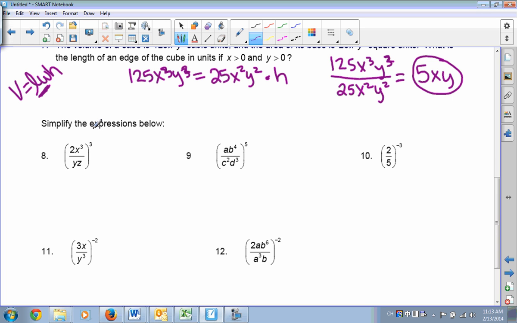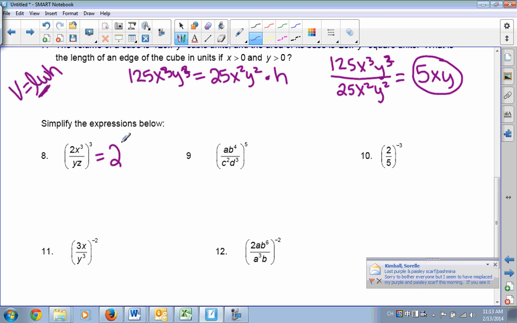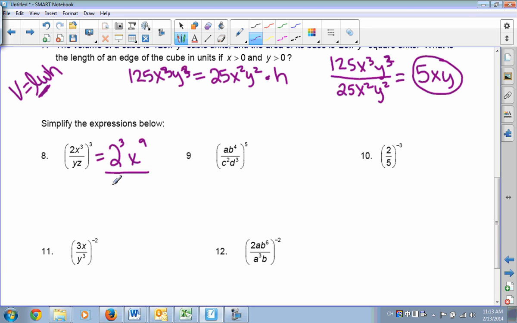Anyways, moving on. Okay, simplify the expression. So the first thing we're going to have to do is distribute these exponents. So 2 to the 3rd, x to the 9th, over y to the 3rd, z to the 3rd, and then from there you can simplify. But look, there's really not much we can do, is there? The only thing we can simplify is the 2 to the 3rd. Because there's no common bases, are they? This is an x, a y, a z. Nothing else we can do.